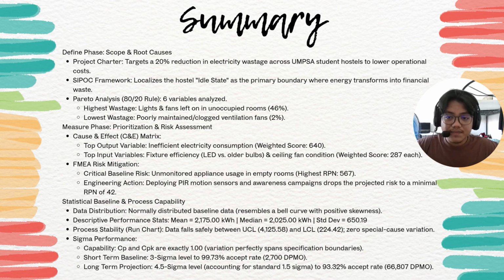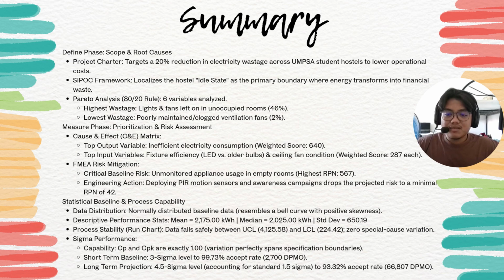In the measure phase, our cause and effect matrix, which is C and E, ranked inefficient electricity consumption as the top output variable with a 640 weighted score. Our FMEA pinned down unmonitored room equipment as the highest baseline risk, hitting a critical risk priority number of 567. However, by implementing automated PIR motion sensors, we project this risk to drop dramatically to an RPN of 42.